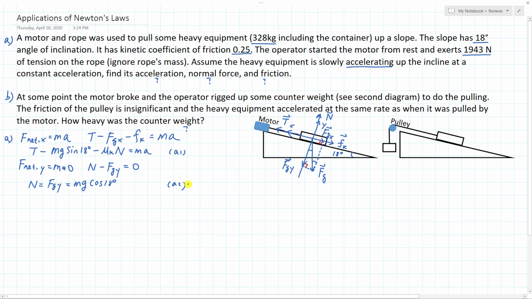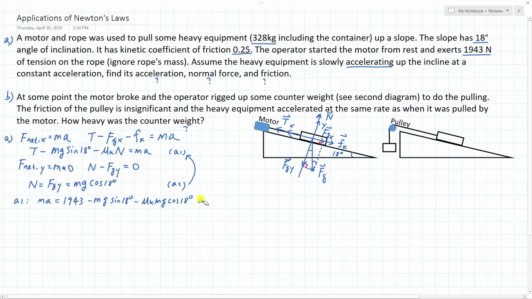We take A2 and plug it into A1. So now we have A1. We swap the left and right side because we're interested in solving for a. So ma equals T, which has a value of 1943, minus mg sine 18 degrees, minus mu k. I only partially plugged in the numbers. The normal force is this whole thing, mg cosine 18 degrees. So let's just keep solving.